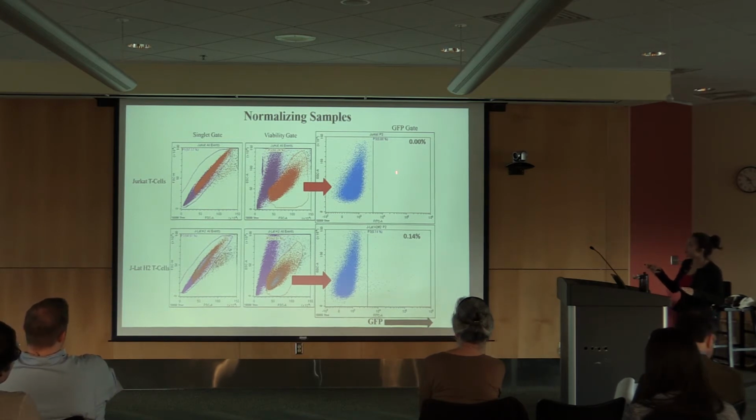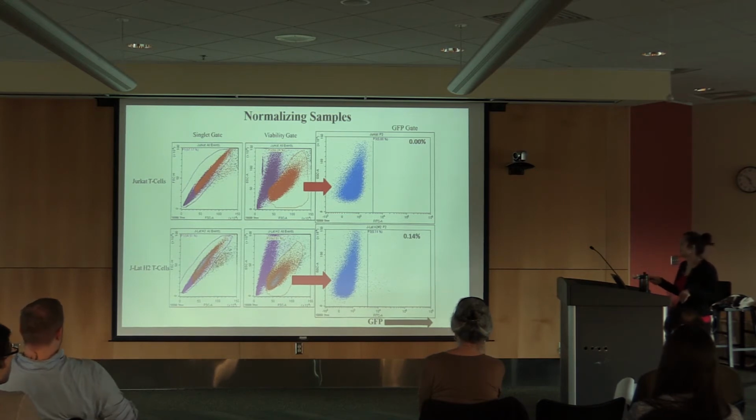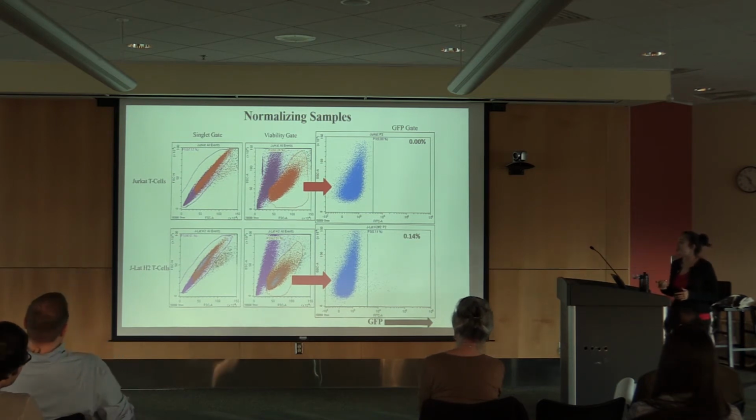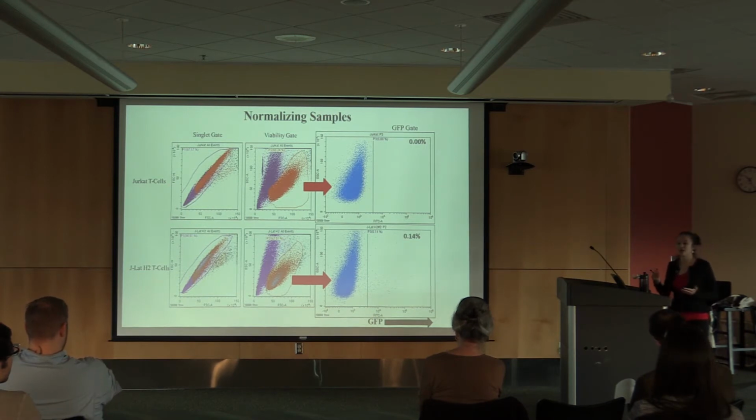Looking at this blue box again, we're seeing 0% green fluorescent protein, green glowing cells, which is excellent because there shouldn't be anything in there or else something went wrong. And then on the bottom, I'm looking at my JLAT H2 T cells, and we have about 0.14% background. With each of my samples, I would subtract 0.14, even in the control samples, in order to remove that background.